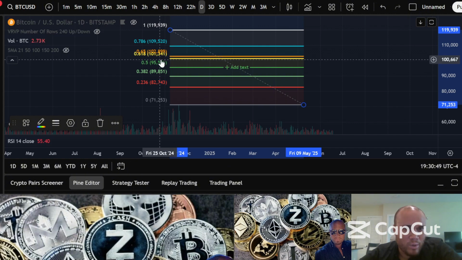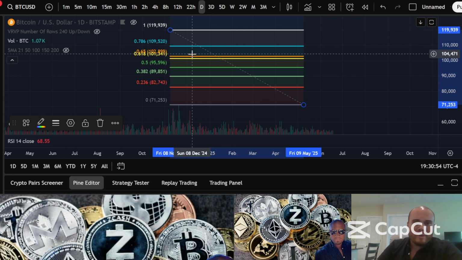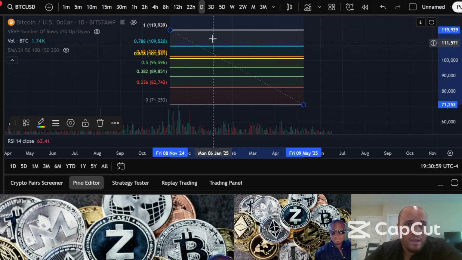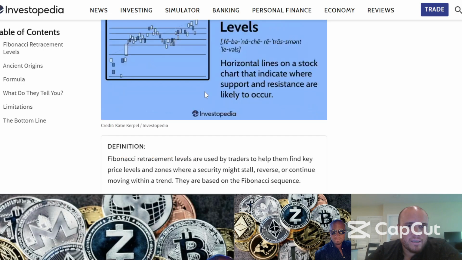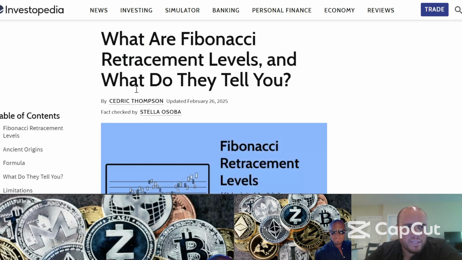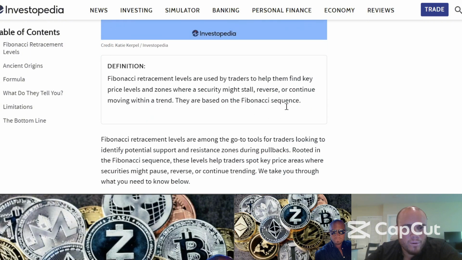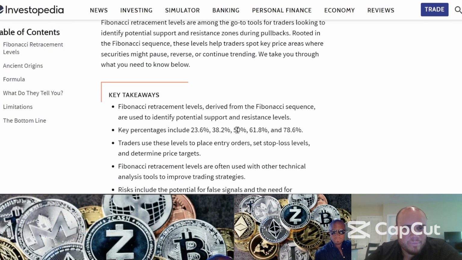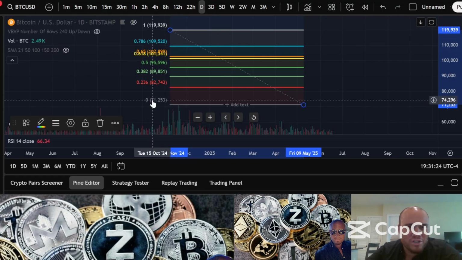And of course, the 0.618 level is the golden ratio number. You guys can learn more about the Fibonacci sequence and numbers on Investopedia. If you type in Fibonacci, you'll see what the Fibonacci retracement levels are and what they can do for you. I did not make up these numbers. The key percentage levels are the 0.236, the 0.382, the 0.5, the 0.618, and the 0.786 level. Okay, getting back over to the charts here.